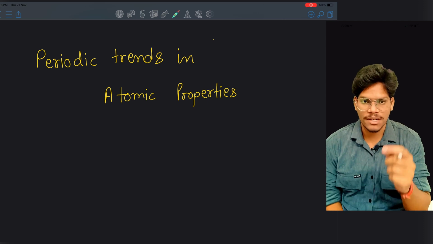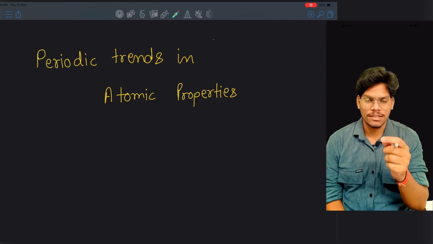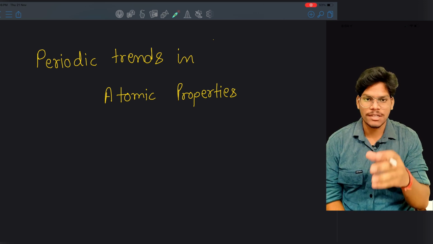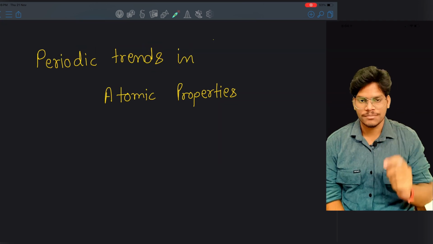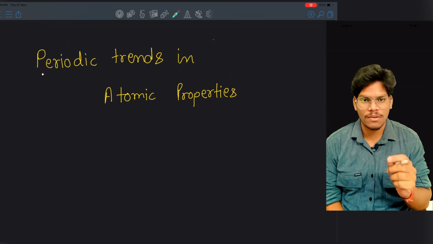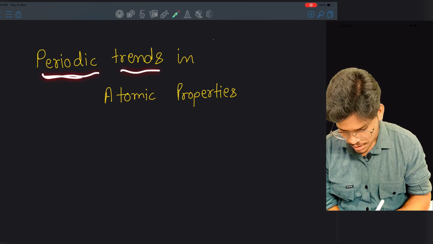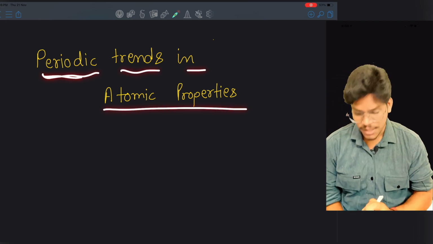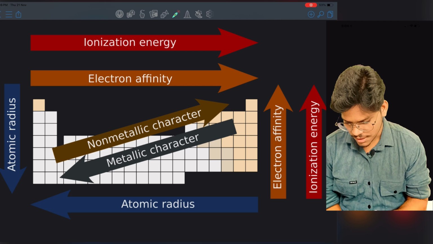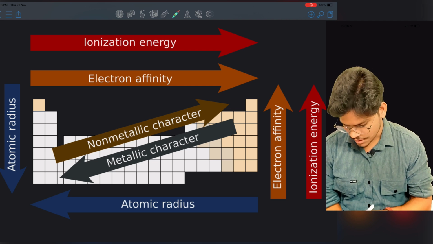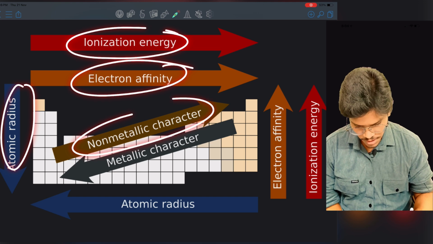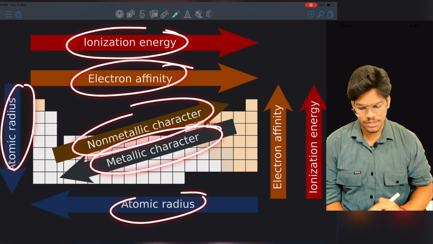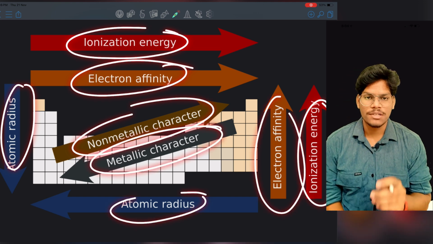Today I am teaching you the most fundamental and basic chapter of the periodic table, that is called the basic and general trends of atomic properties in the group and also in the period. So let us understand this one by one. Periodic trends in atomic properties are things like atomic radius, ionization energy, electron affinity, metallic character and non-metallic character. So we will understand these one by one.